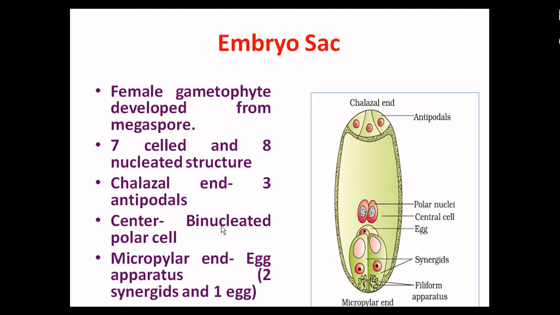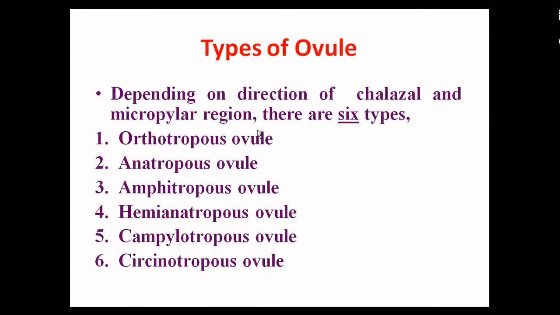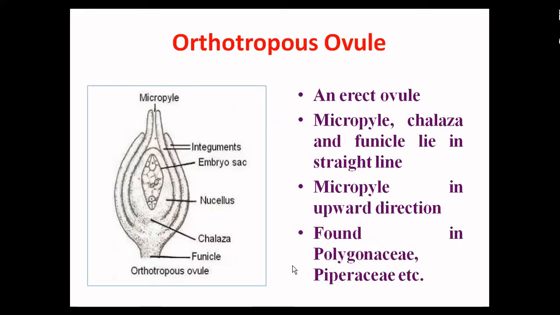Now let us see the types of ovule. Basically, depending on the direction of the chalazal and micropylar region, there are 6 types of ovules. The first is orthotropous ovule, second anatropous, then amphitropous, hemianatropous, campylotropous and circinotropous ovule.